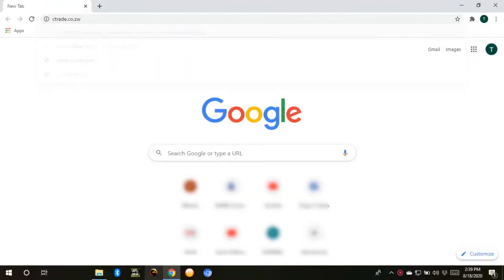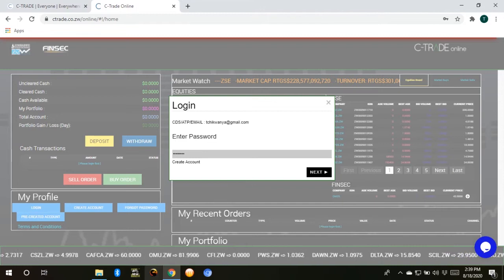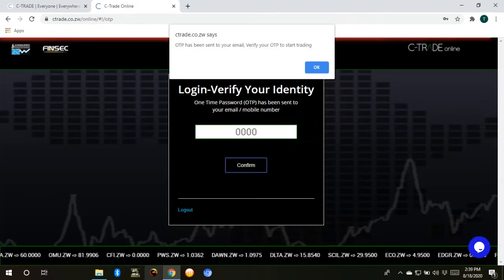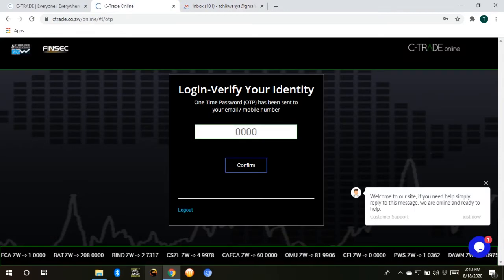First open Ctrade, click login, enter your email address and your password. You will receive a one-time password on your email, so go to your email, check it and enter the one-time password.